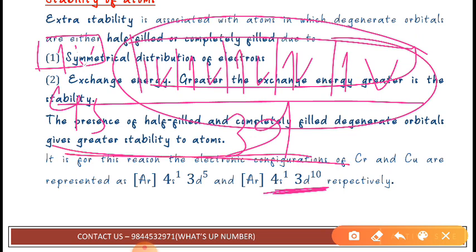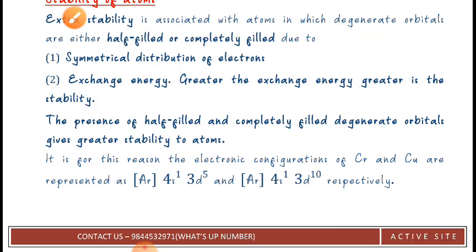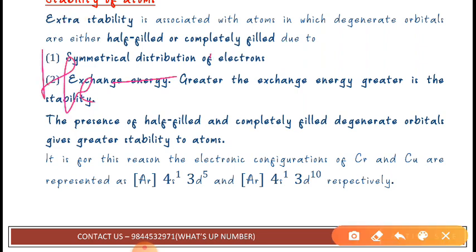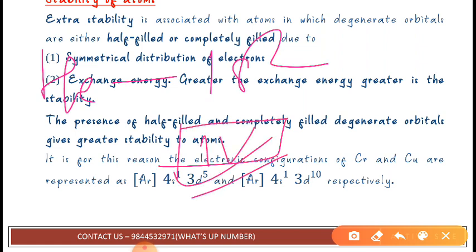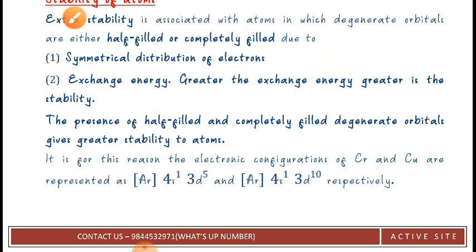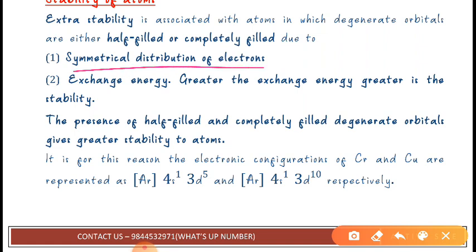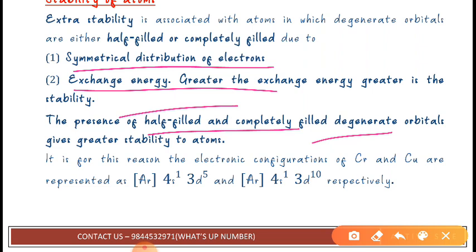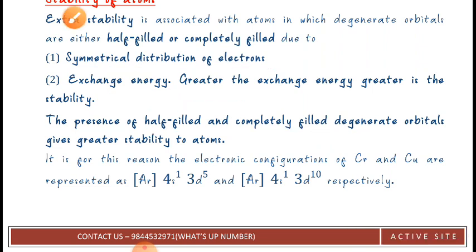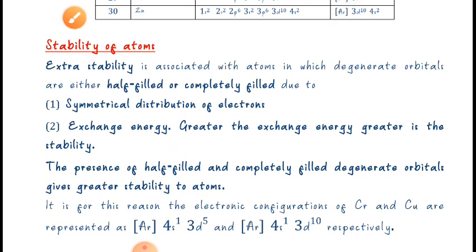As I have told you, 3d and 4s are more stable. You can also take the example of helium, which is 1s2, completely filled, that is why it is more stable. So when we talk about stability, half filled and fully filled are more stable. The atom which has half filled or fully filled orbitals will be more stable.